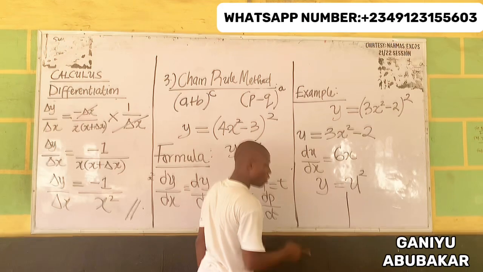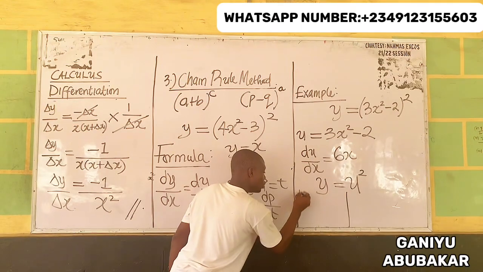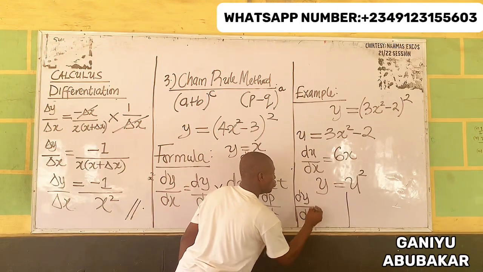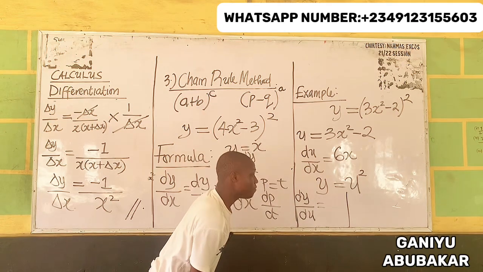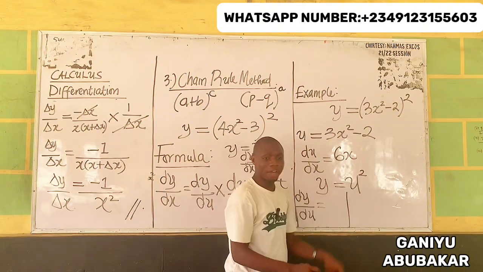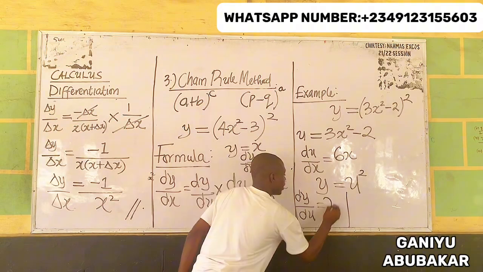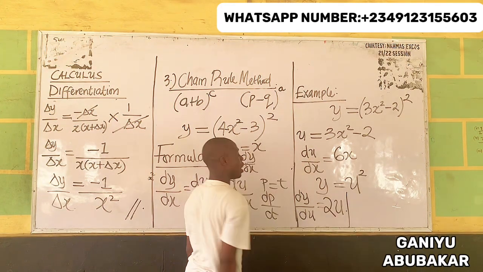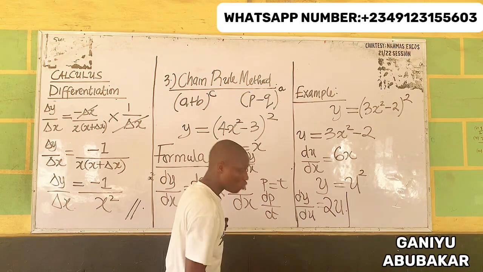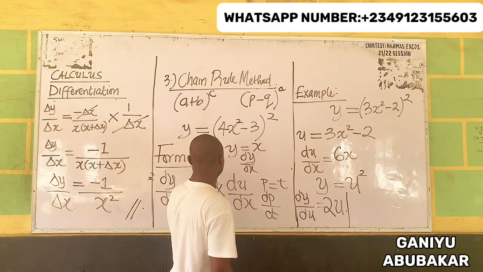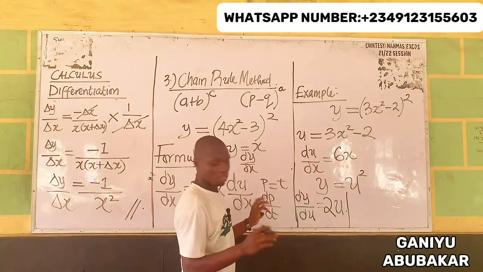I have y and u. The dy over du is equal to, if I differentiate u squared, what do I have? 2u. Are we good here? That's all. You are done. Record the formula and that's all.